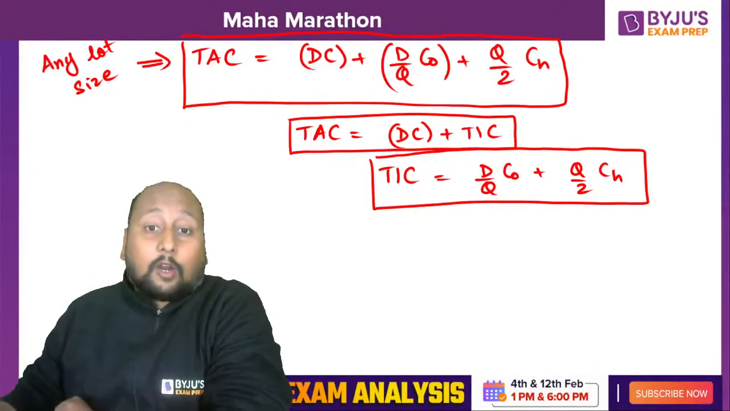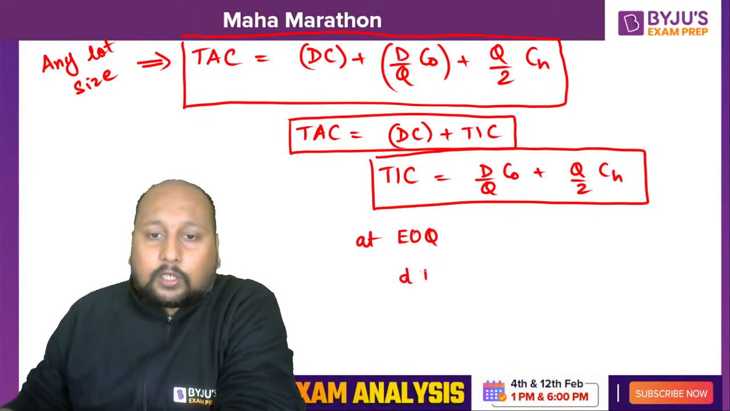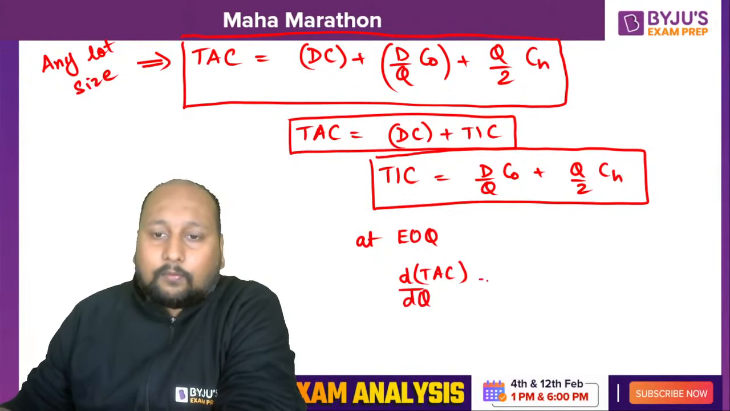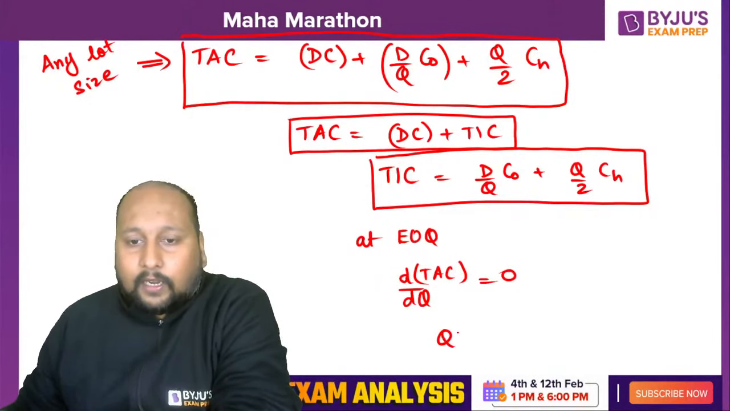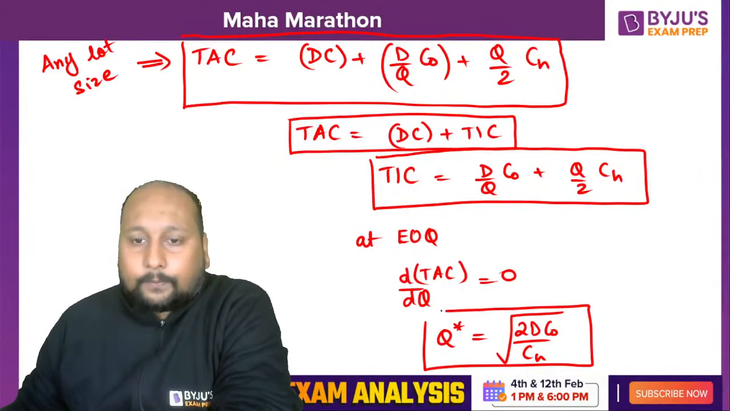Fine. But if I talk about economic order quantity, at economic order quantity the total annual cost will be minimum, or we can say the slope of TAC will be tending to zero. So if I differentiate, we get a very interesting term, that is Q equal to root of 2DCO by CH, and this we call the economic order quantity.